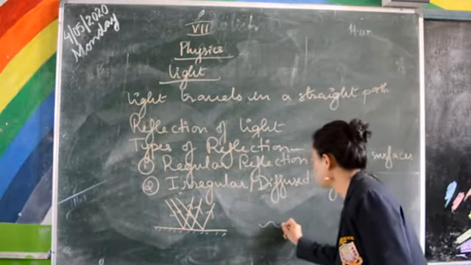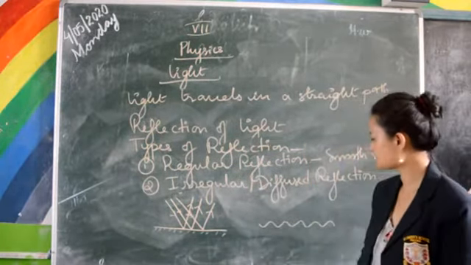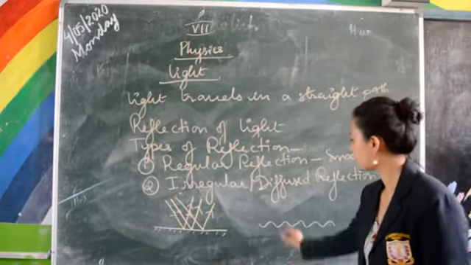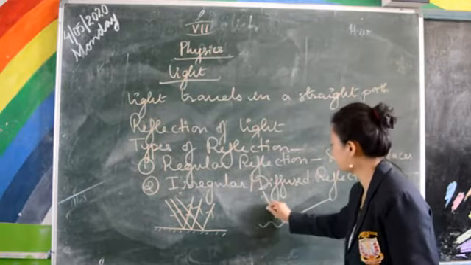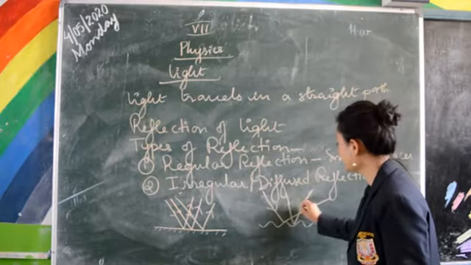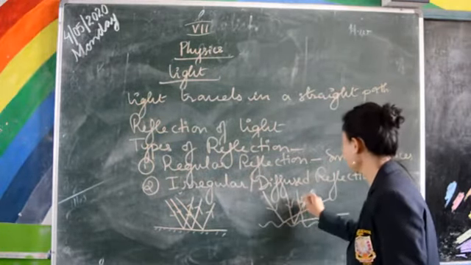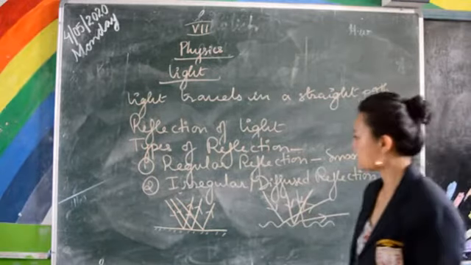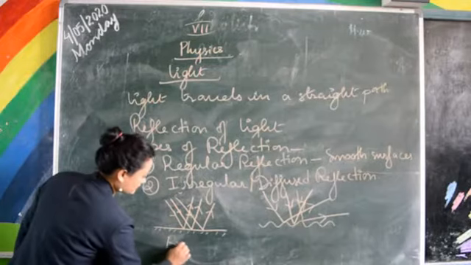Now, if the surface is a rough surface, this is an example of a rough surface. When a ray of light falls on a rough surface, it reflects back in random directions. That means it does not follow any pattern, it goes in all directions. So this is how a ray of light falls. This is an example. This is the drawing for a regular reflection.